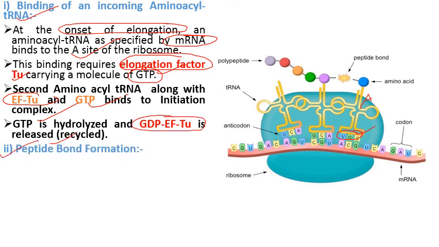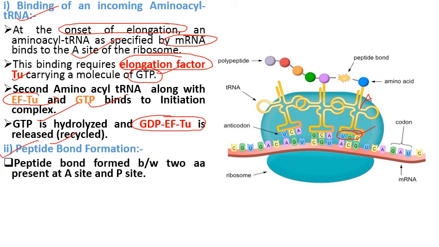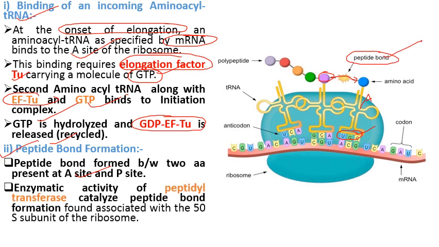Then the second step is peptide bond formation. Here a peptide bond is formed between the two amino acids present at the A and P sites. The amino acid at the P site shifts towards the amino acid of the A site, and a bond is formed between them, which is called a peptide bond. This bond is formed by an enzyme known as peptidyl transferase. This enzyme catalyzes the reaction of peptide bond formation and is found associated with the largest subunit, that is the 50S subunit of the ribosome.